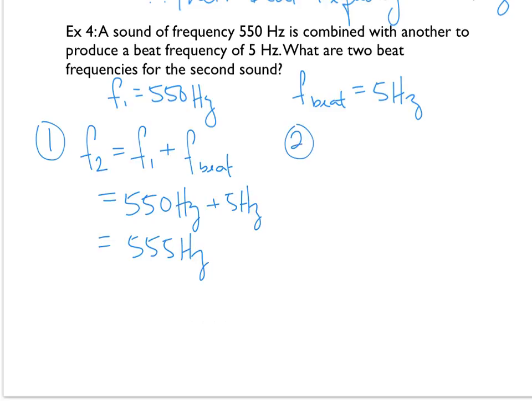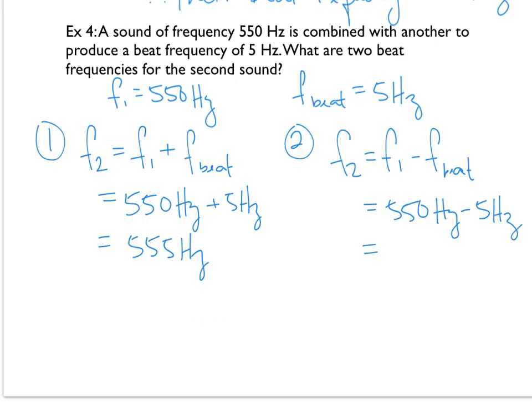Your second option would be if you subtracted your beat frequency, so this is in the case where it's negative, and that's equal to 550 hertz minus 5 hertz, so the discrepancy is on the other side, and we get 545 hertz. And so your two possible frequencies are either 555 hertz or 545 hertz. And that's it.